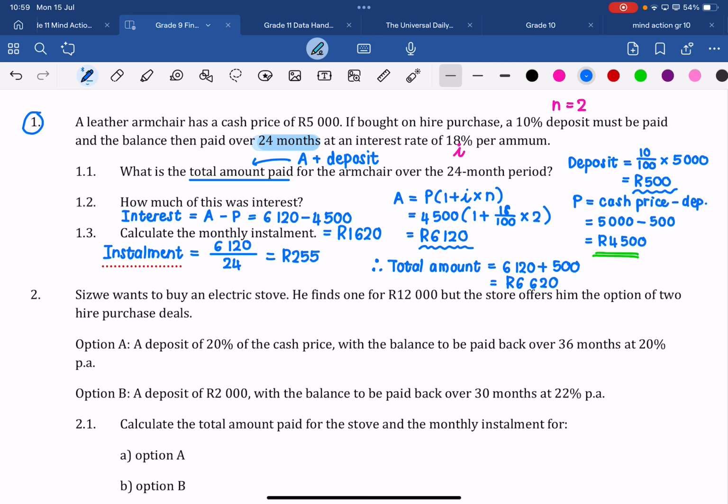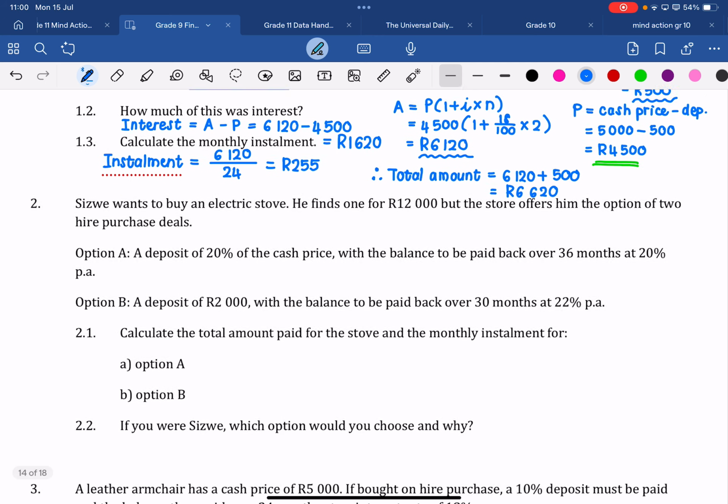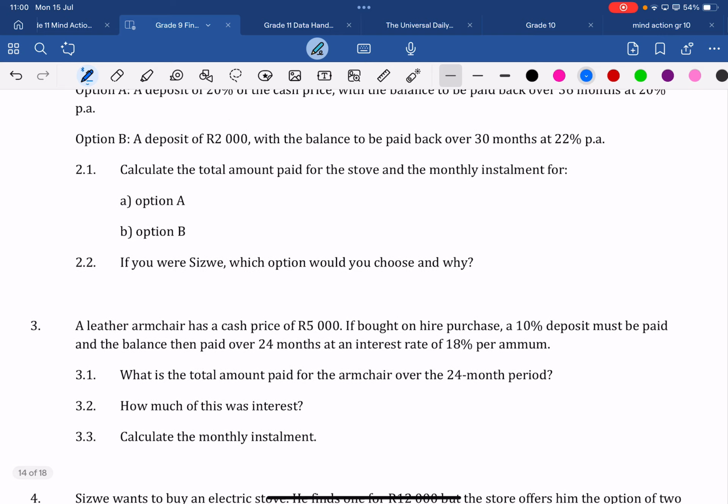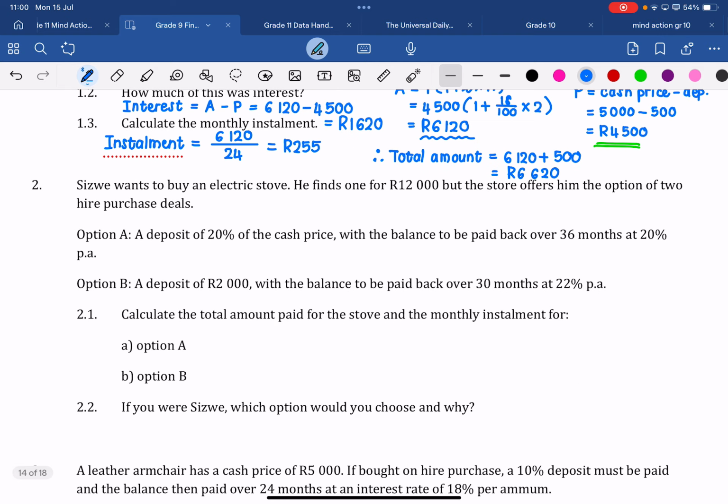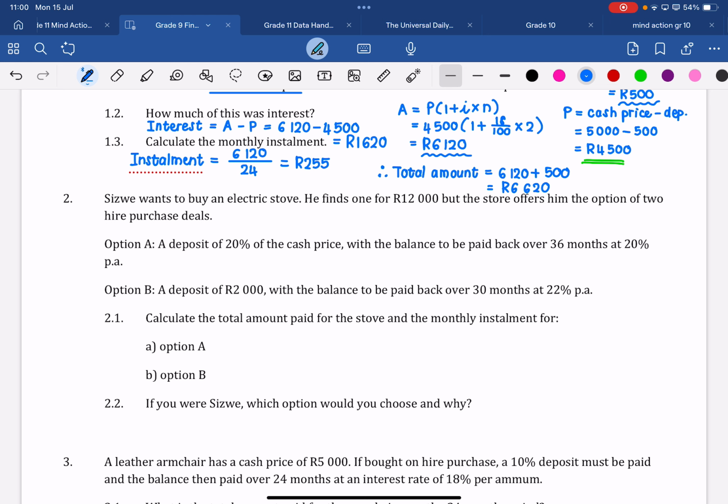I am just seeing now that 1 and 2 and then 3 and 4 are the exact same questions. So, do you see? Number 3 again is the leather armchair. Sorry, I don't know how that happened. So, all you guys are going to do for me now is number 2.